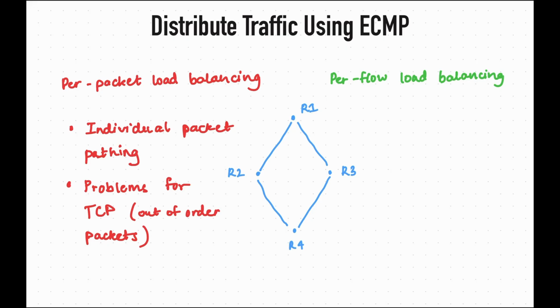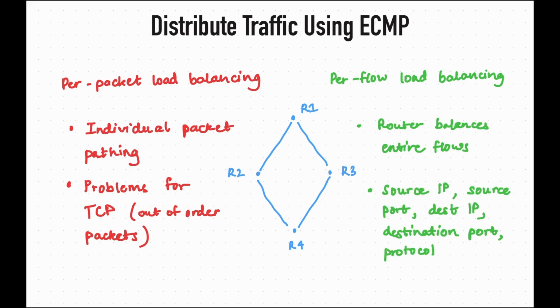To solve this packet reordering problem, routers use per flow load balancing. Instead of balancing individual packets, the router balances entire flows. A flow is defined using 5 parameters: source IP, source port, destination IP, destination port, and protocol. The router applies a hash function to these values and assigns the flow to one path. All packets belonging to that flow follow the same path, ensuring proper packet order.